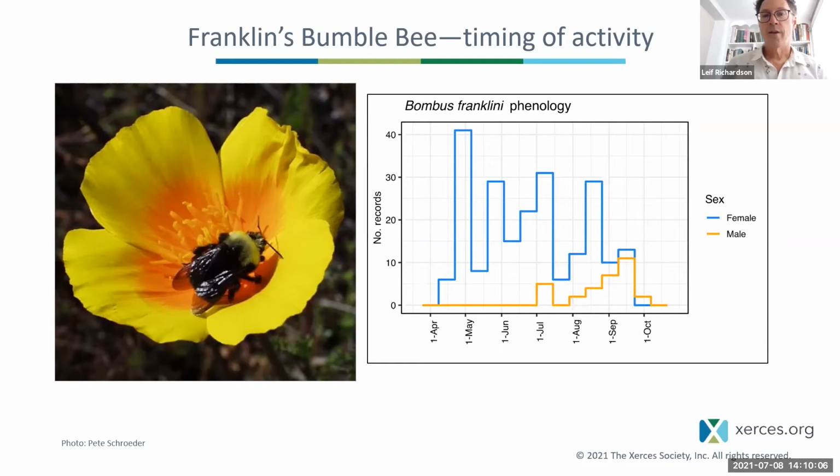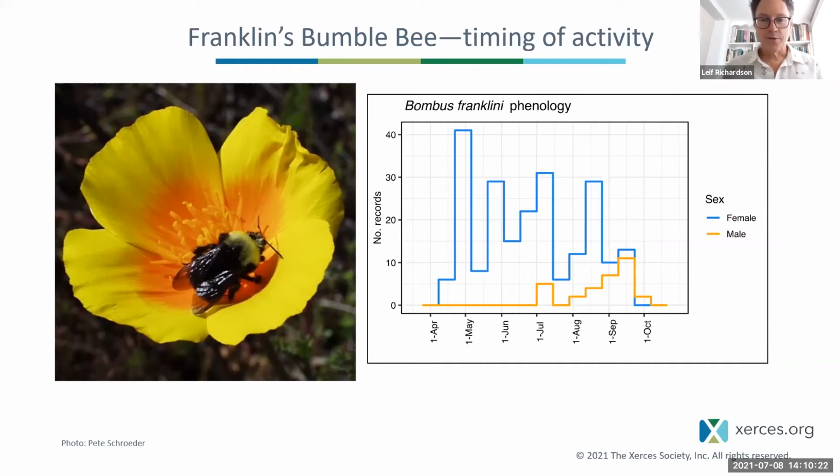Queens are, and then workers. So females are on the landscape straight through to late September. We don't see the emergence of males until July, and they really don't become common until sometime in late August and September.